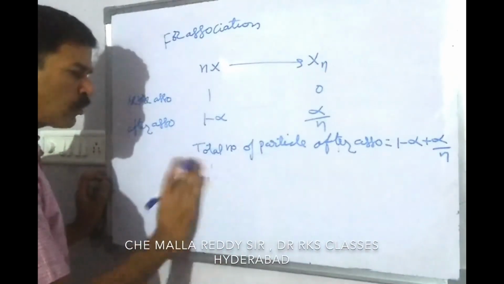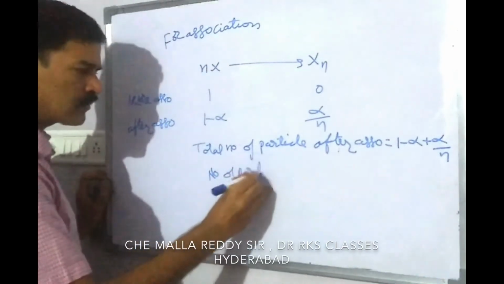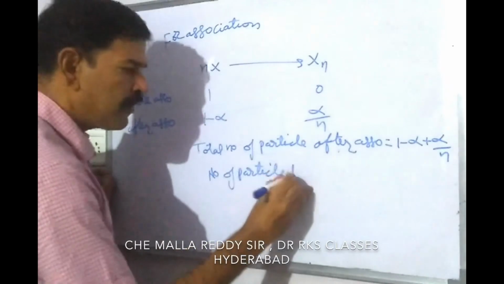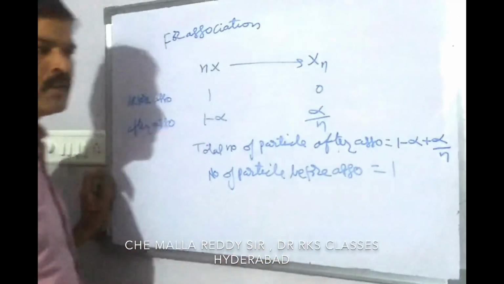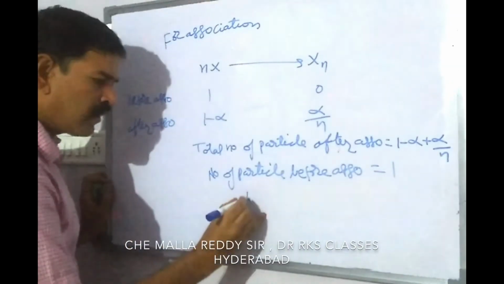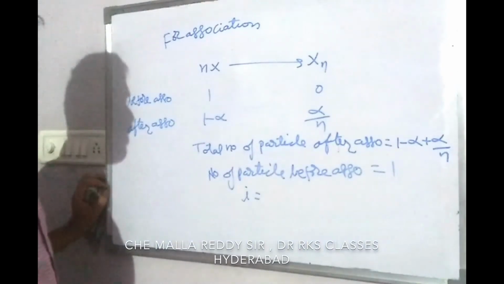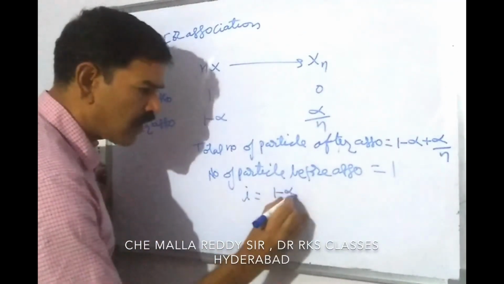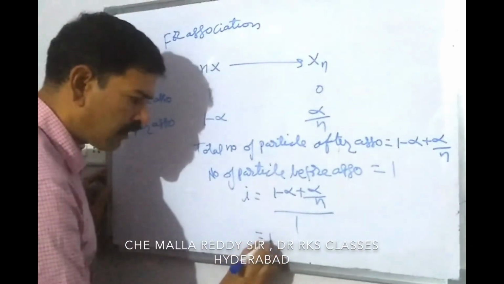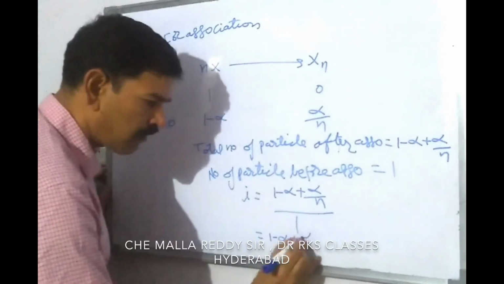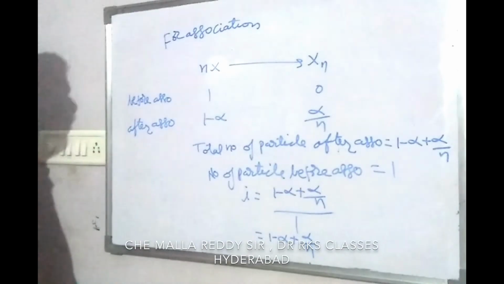Before, total number of particles before association is equal to how much? 1. Based on these two terms, just you find out i is equal to number of particles formed after association by number of particles formed before association. Here 1 minus alpha plus alpha by n by 1. So you are getting 1 minus alpha plus alpha by n. From this, just you find out alpha.